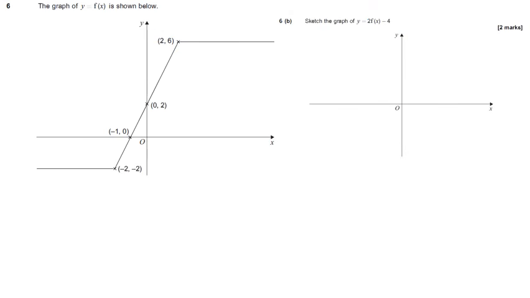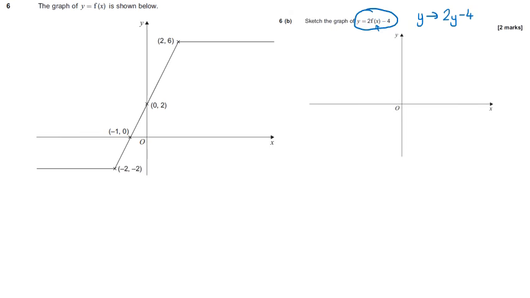6b says we're doing this to the function. So what does this mean? Well, f of x was our original y, so we're taking the y values now and mapping them onto twice y and then minus 4. So we're just doubling all the y values and then subtracting 4 from them.